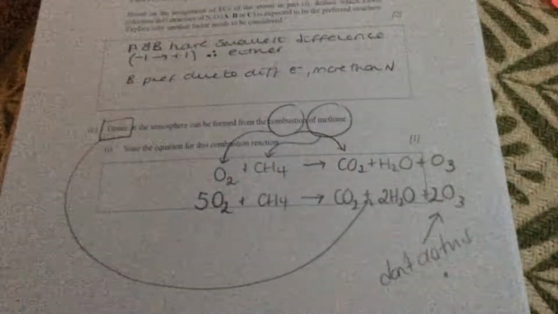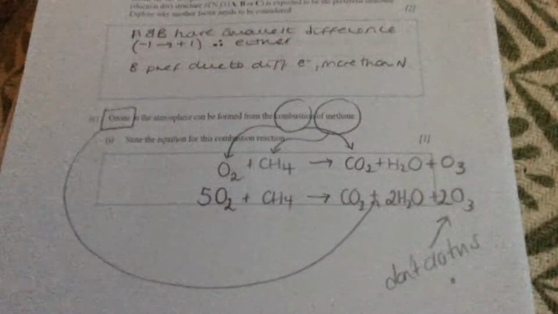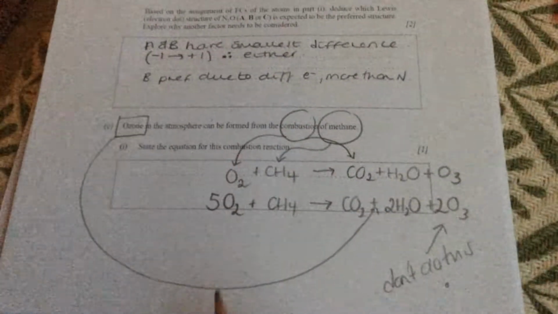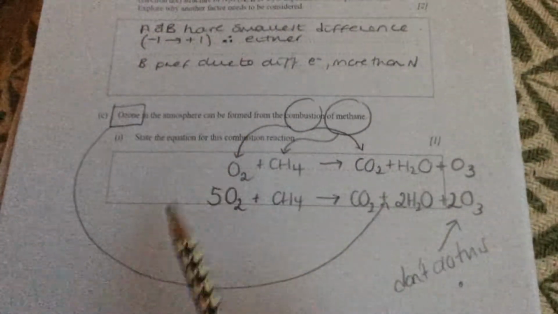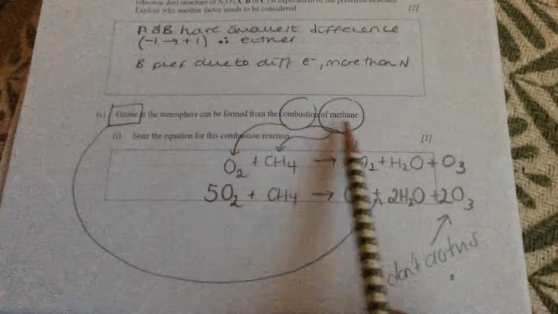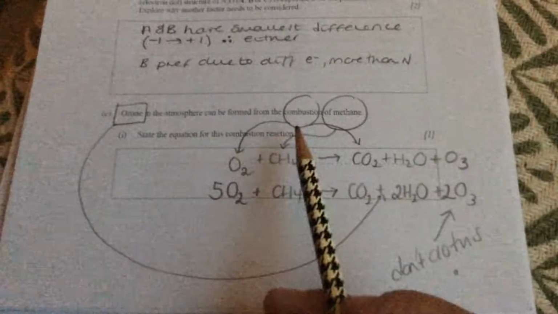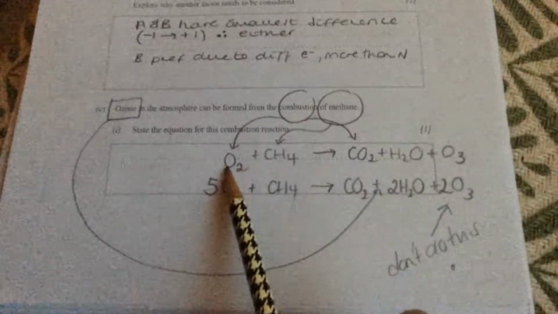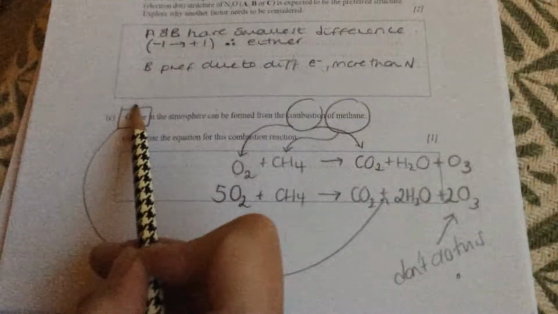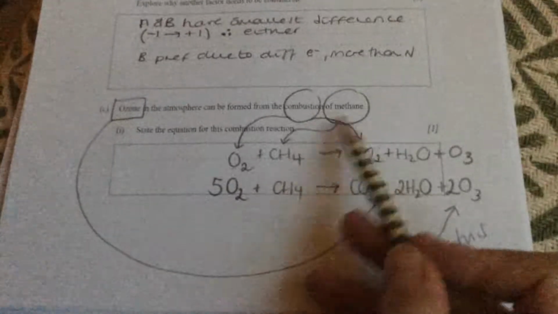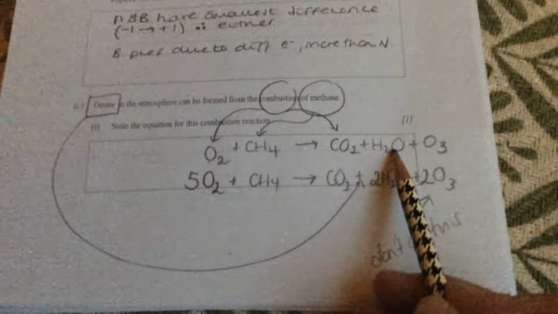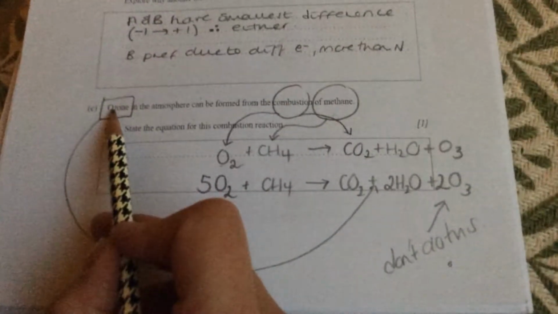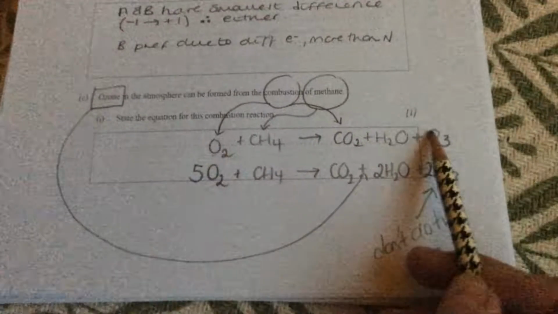Moving on to the next one. This looked a little bit nasty, but actually it's not too bad if you break it down and construct it. Ozone in the atmosphere can be formed from the combustion of methane. So it's telling you methane is combusted to form ozone. So all the information is given to you. So we've got methane, we've got oxygen for combustion. Whenever we have combustion, we produce carbon dioxide and water, and it's telling us that we're also producing ozone. So this is the equation that you've got as your base.